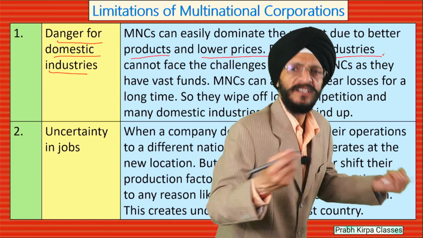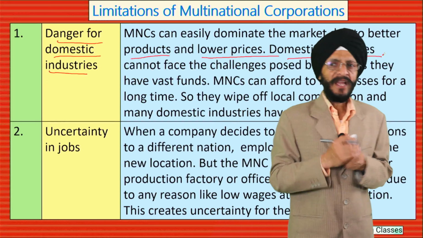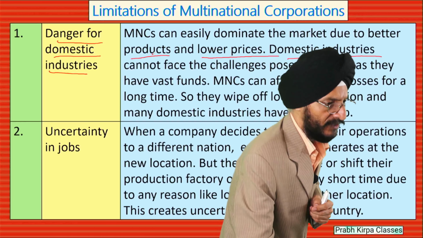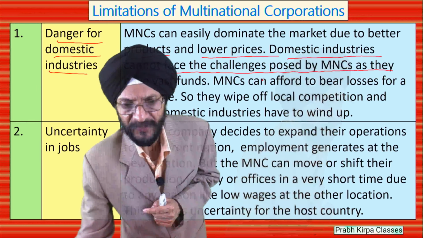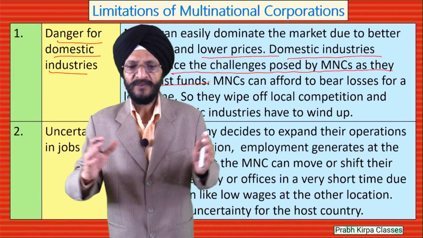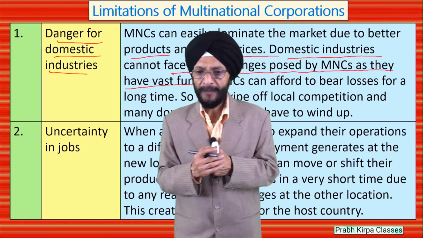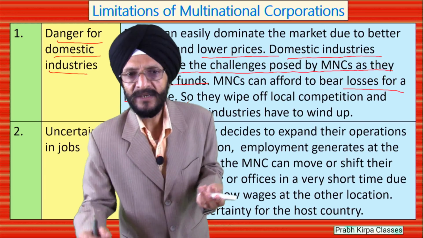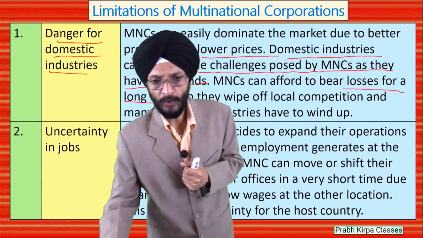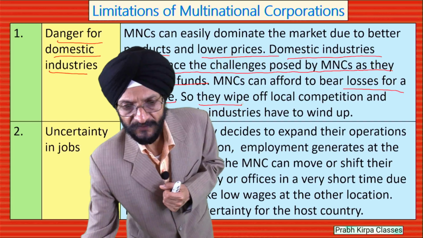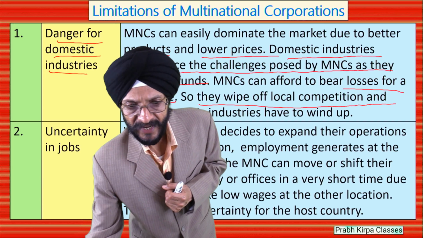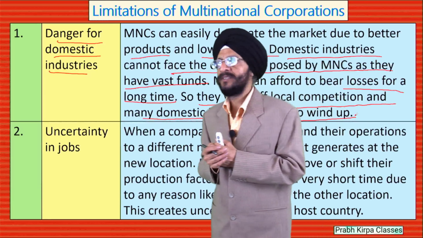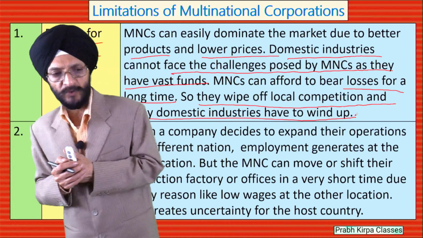Domestic industries, on the other hand, cannot match the financial resources of MNCs. They cannot face the challenges posed by the MNCs because the MNCs have fixed funds. So MNCs can afford to bear losses for a long time, but domestic companies cannot. So the MNCs wipe off local competition, and many domestic industries have to wind up in due course of time because they may be continuously incurring losses.